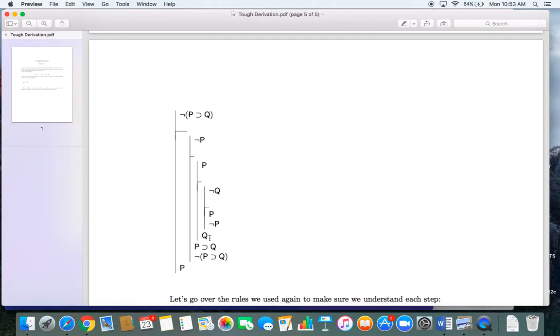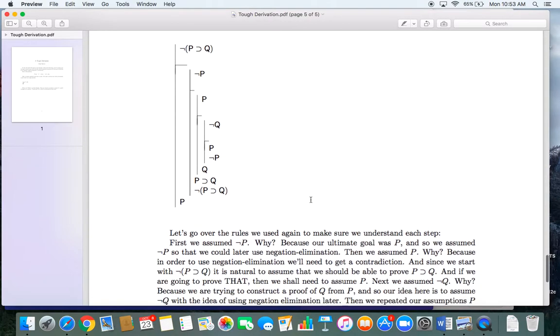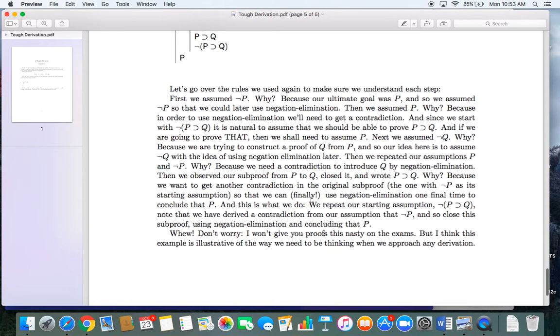Contradiction, therefore Q by negation elimination, therefore P horseshoe Q by horseshoe introduction. And now, since we have a contradiction, by negation elimination, we can conclude finally that P. Okay, and that's the proof. That's it.